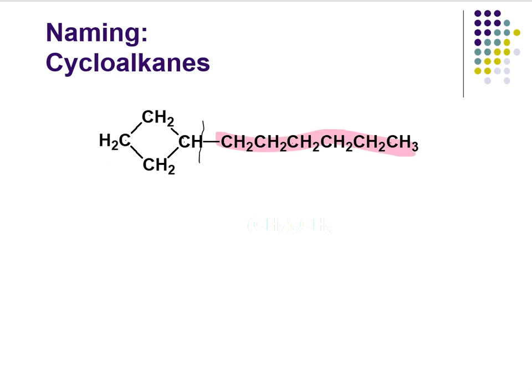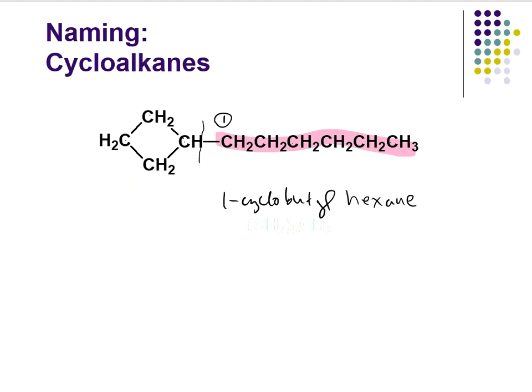So 1, 2, 3, 4, 5, 6. This is a hex, with an A-N-E ending, so hexane. And then on carbon number 1, I have this circle structure. And this is a cyclobutyl group. So cyclobutylhexane. I can put a 1 here in front if I want to. I don't have to. It's understood to be there if I don't draw it.